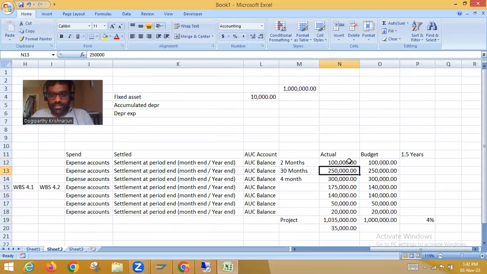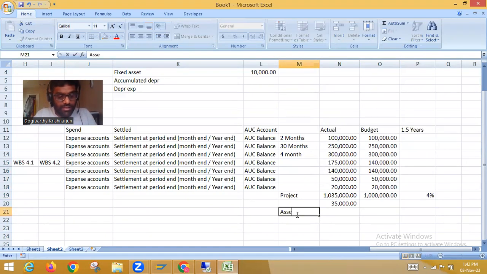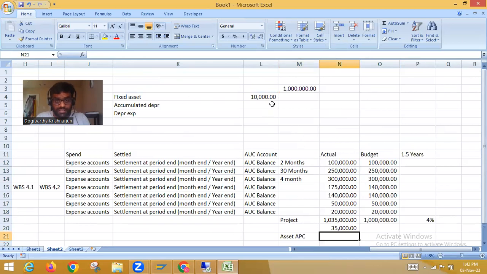And once the asset under construction balance is fully achieved and the project is ready, then this total value of the project is considered as the asset APC, which is asset acquisition production cost. Then this asset will be created in fixed asset acquisition using various transaction codes, for example, F-90. And from there onwards, this will be treated just like a normal fixed asset.